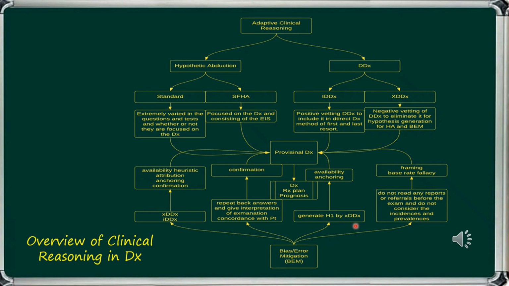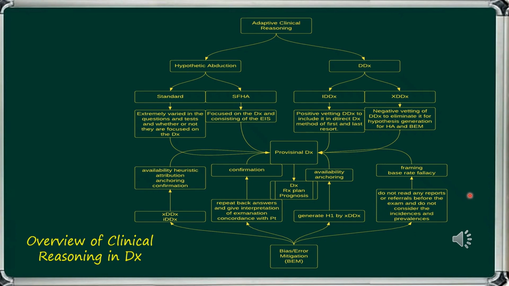You can mitigate bias and error by generating H1 by exclusionary differential diagnosis. This will get rid of all of these right up front. All of the availability biases, attribution biases, this will reduce those immediately. And this is almost certainly the way to go unless you've got a very simple diagnosis on your hands.